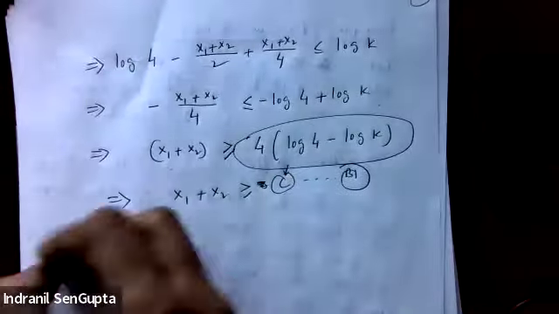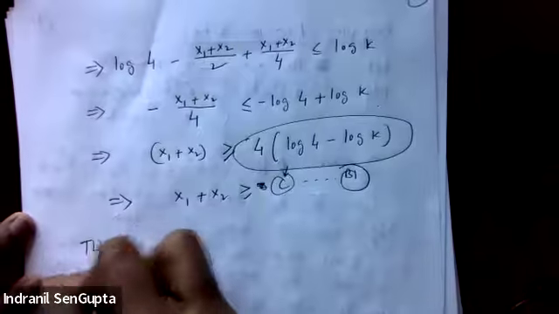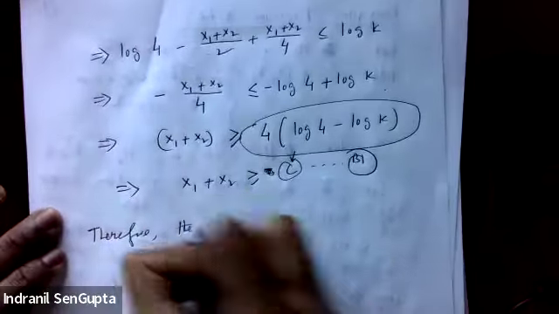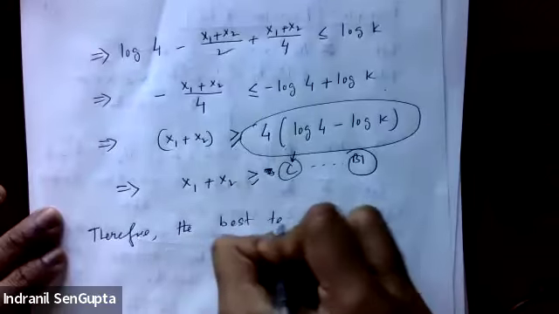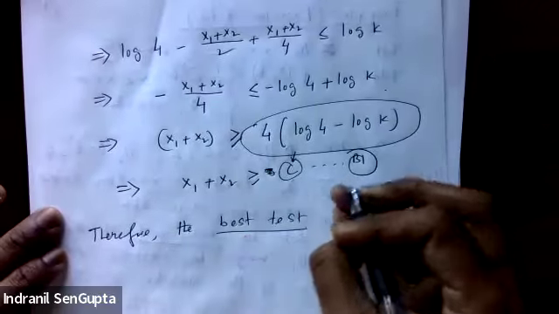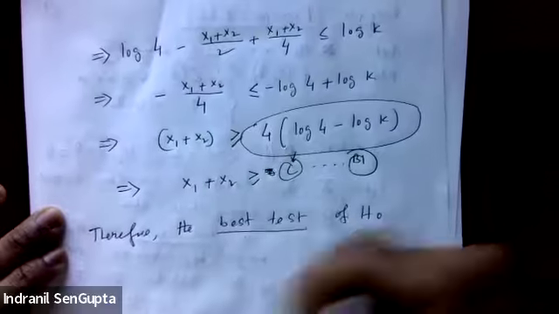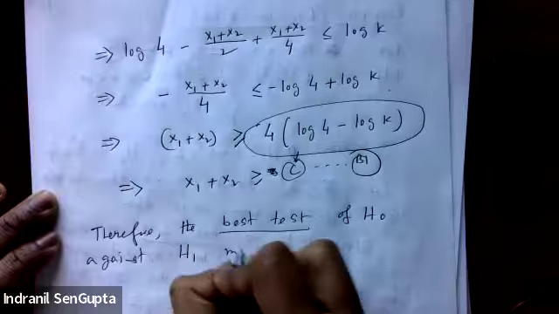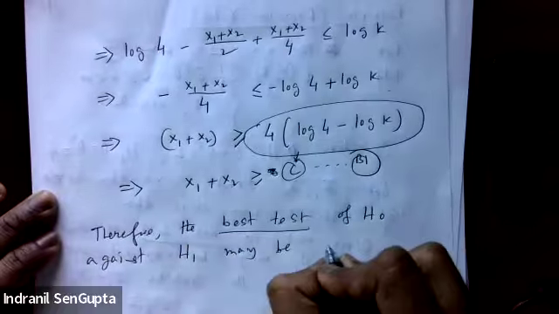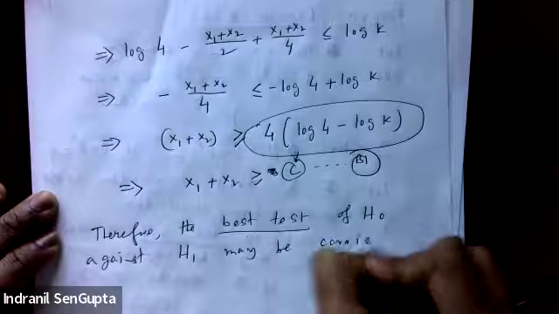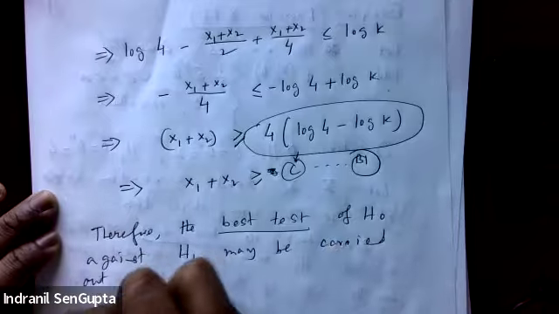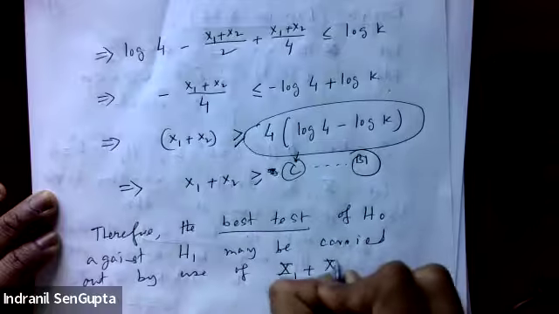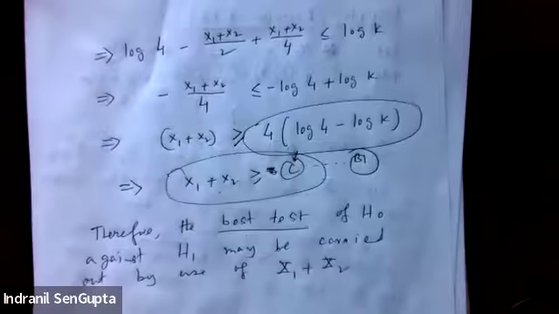So therefore, it's clear that the best test of H0 against H1 may be carried out by use of x1 plus x2. You see, that is the thing.